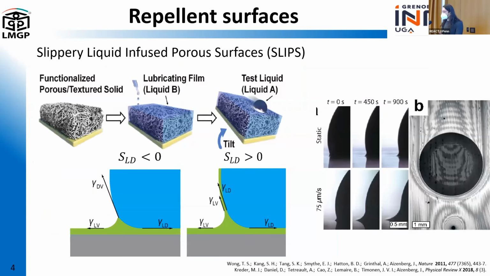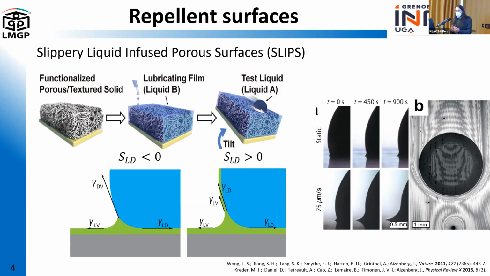So another approach is to start with a porous material and lubricate it with a repellent liquid, which is liquid B in this case. When you put a droplet on top of this SLIPS surface and tilt it or just vibrate it, liquid A will slide on the surface. The main drawback is the lubricant depletion of the surface. After a while, there is not enough lubricant and the water droplet will stick to the surface.